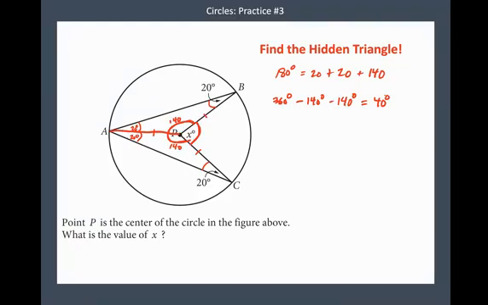Oh, I should have used my calculator. Apologies. 360 minus 140 minus 140 equals 80. And so the remaining portion of this circle that we needed to find was this angle X, and this is going to be 80 degrees.